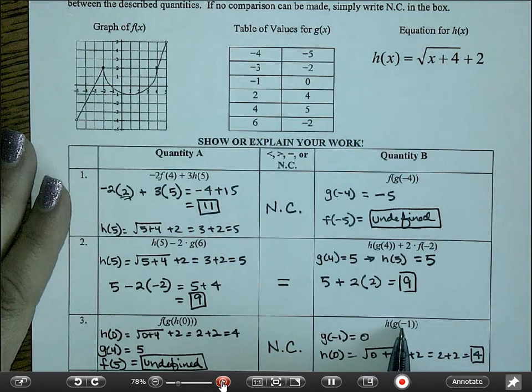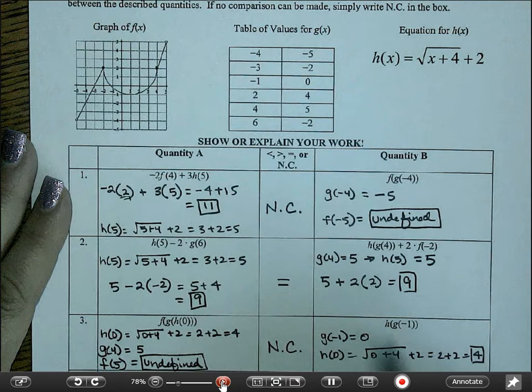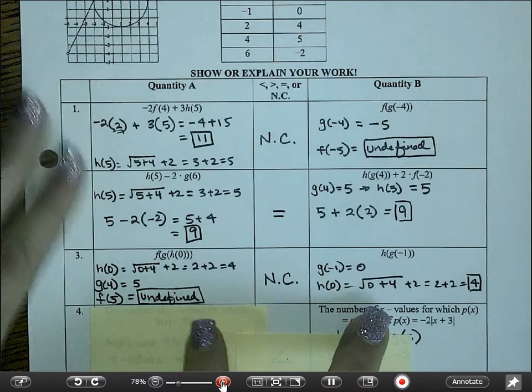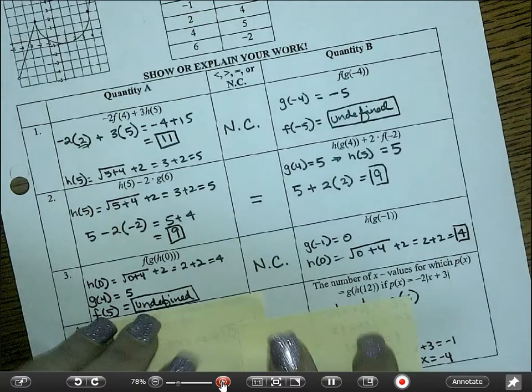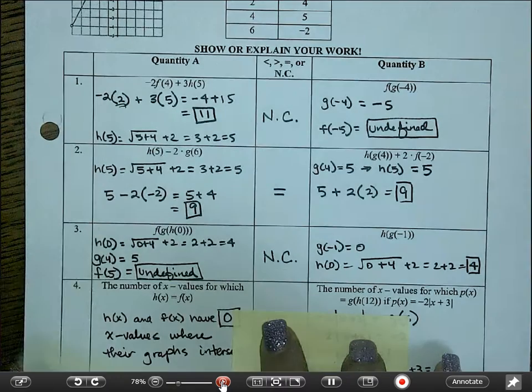g of negative 1. So when x is negative 1, I get 0. So g of negative 1 is 0. And then take the 0 and plug it into the h. And then we end up getting 4. And of course, we cannot compare because one is undefined and one is 4. So now let's take a look at number 4.